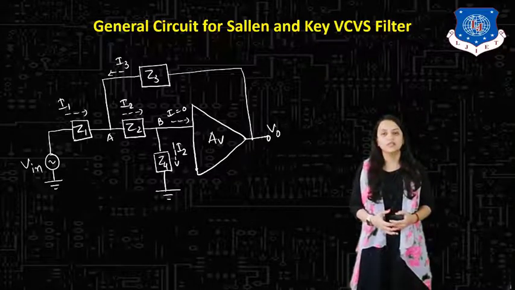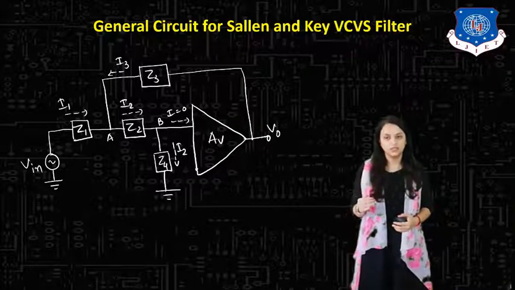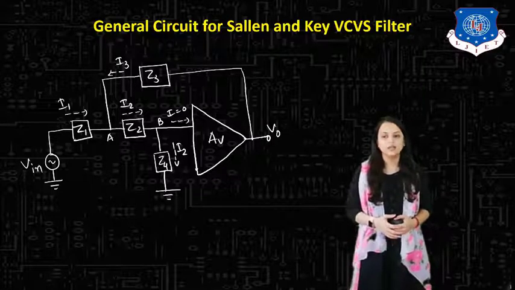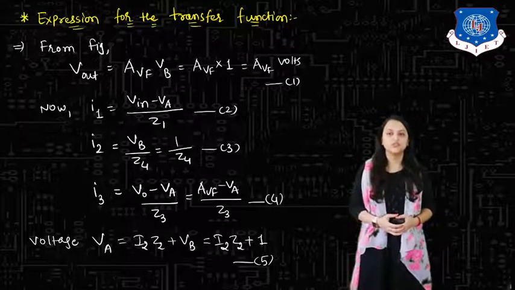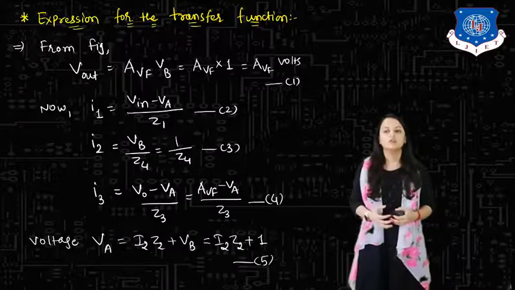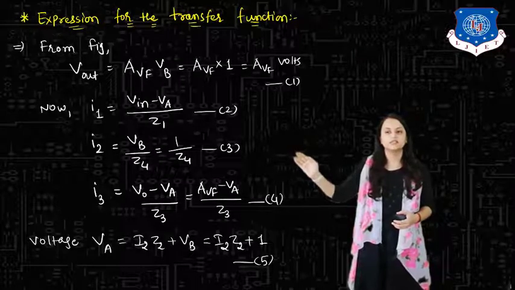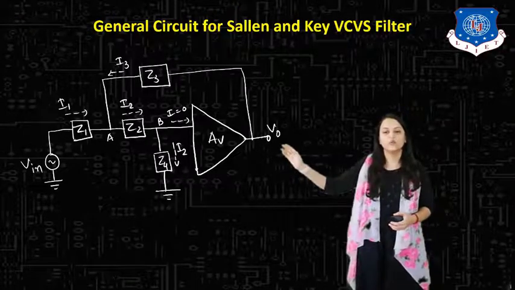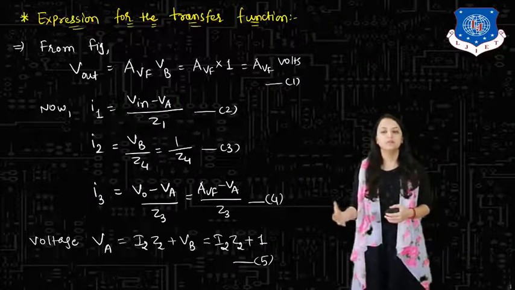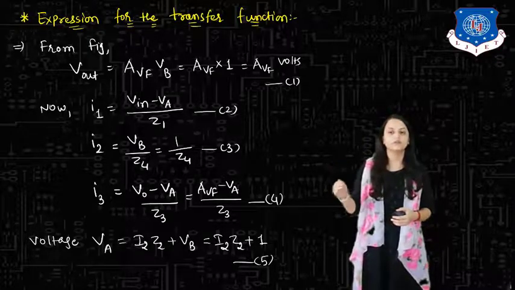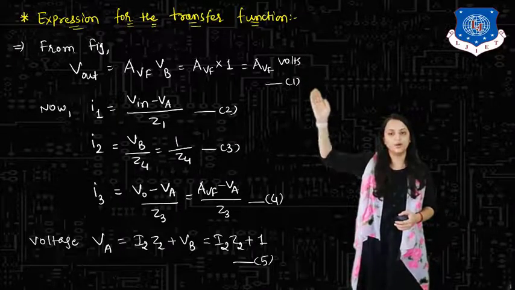Here the current flowing through Z1 is given as I1, through Z2 is I2, through Z3 I3, and through Z4 we give it as I2 only. Now let us obtain the expression for the transfer function. As you can see from the figure, Vout or VO, the output voltage, is given as AVF into VB, where VB is the voltage at terminal B. Here VB equals 1, so VO equals AVF volts. Let us give this equation number 1.